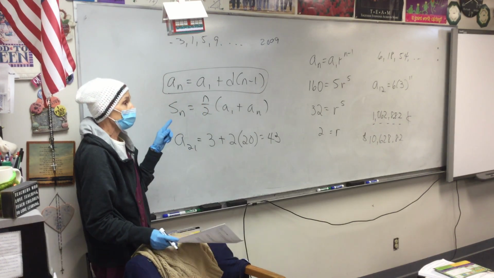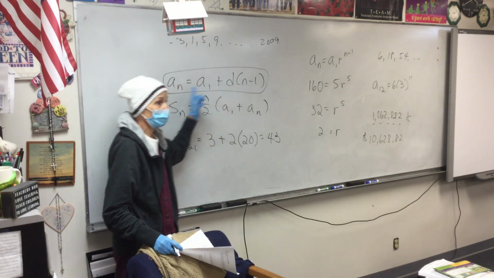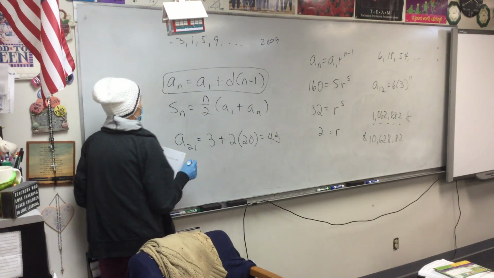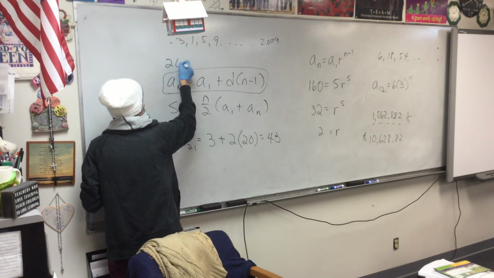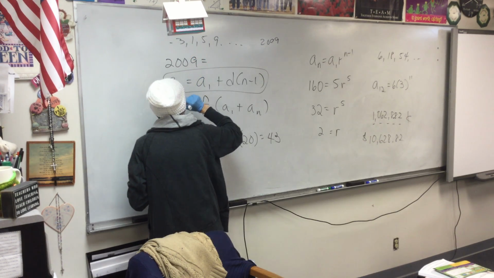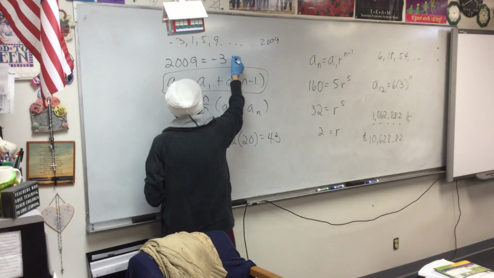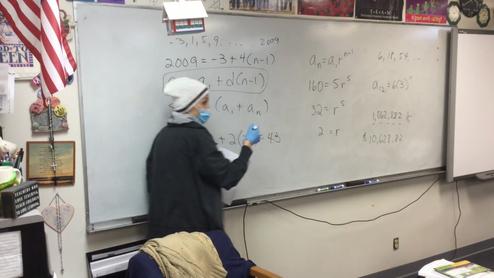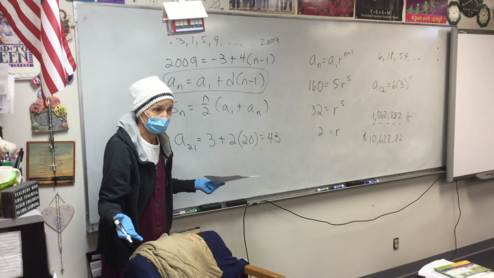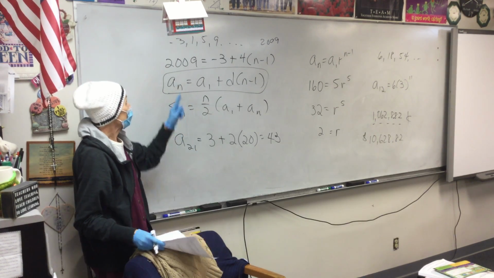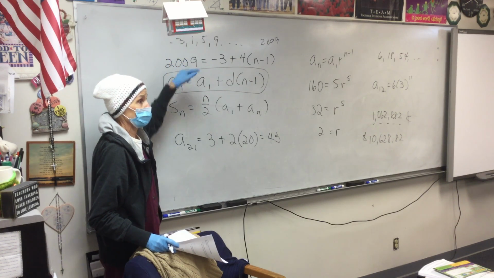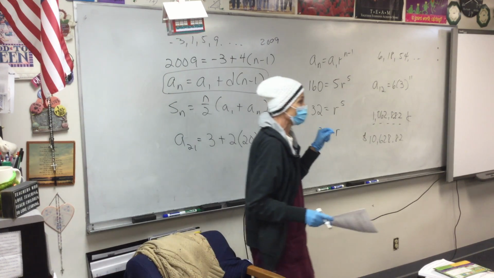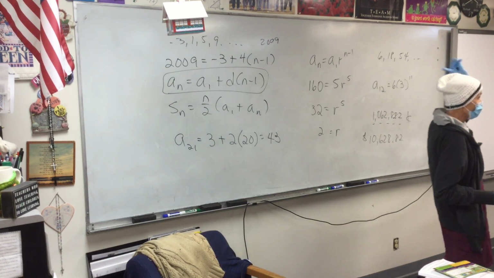Well, if it is, won't it have to fit in this formula? So where will I put the 2009? Right here. So I'm going to say 2009 equals what? -3 plus 4 times n minus 1. Isn't that the question? I don't know what n is. Now, that equation is always going to be solvable. You're always going to get an answer.